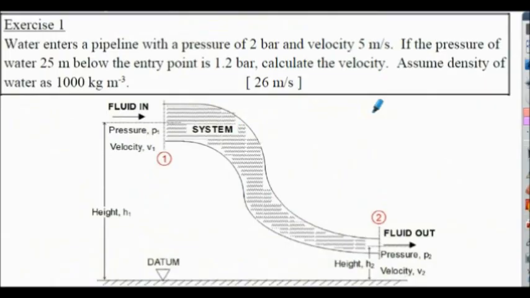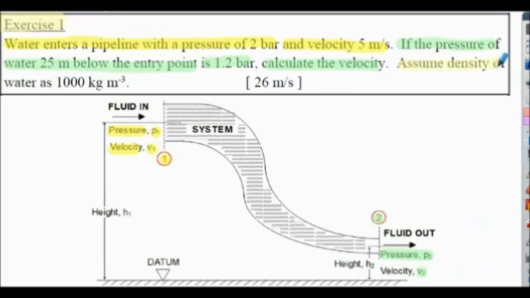Let's now apply Bernoulli's equation to a hydraulic problem. Exercise 1. Water enters a pipeline with a pressure of 2 bar and a velocity of 5 meters per second. So we have the pressure P1 and the velocity V1. That's section 1. If the pressure of the water 25 meters below the entry point is 1.2 bar, so we know the pressure P2 here at location 2, we've got to calculate the velocity at station 2. So we need to try and find V2.